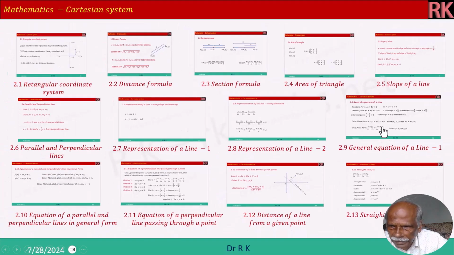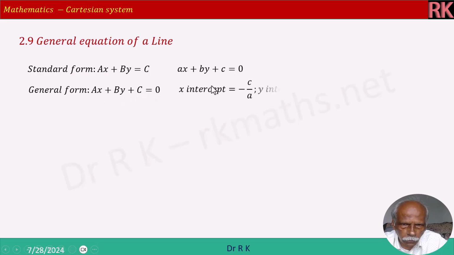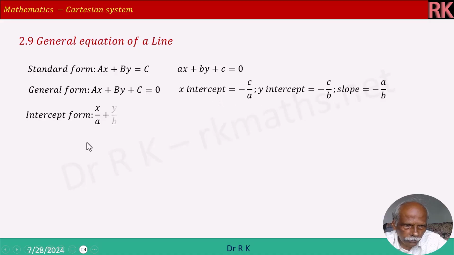We will see the general equation of a line. The standard form is ax + by = c. The general form is ax + by + c = 0. Here the x-intercept is given by −c/a, the y-intercept is given by −c/b, and the slope is given by −a/b. Please remember these formulas so that you can get the general form equation given the intercepts and slope.